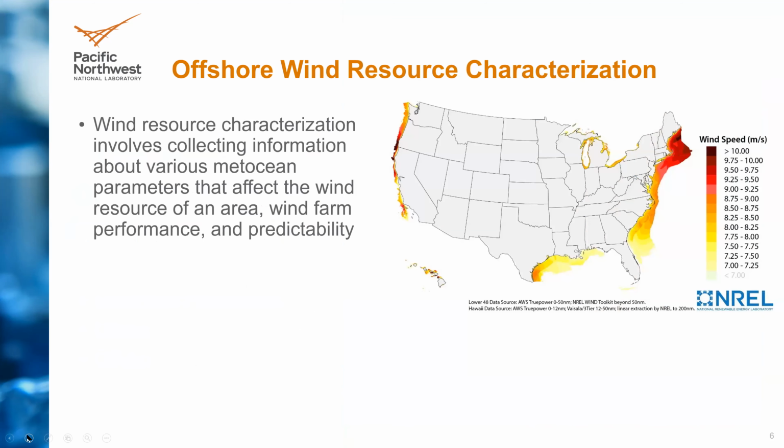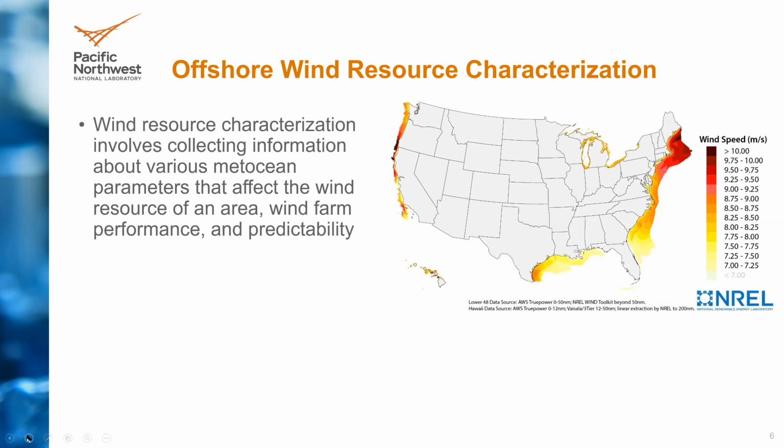So in general, it's good to get the definitions out of the way. One of the definitions of wind resource characterization is that it basically involves collecting information about various metocean parameters that affect the wind resource of a given region of interest, and which would also help in the wind farm performance and forecasting or predictability of a particular given region of interest. You can see a map here by NREL, which basically shows the wind resource for most of the seaboard across the US, and there are pockets of extremely high wind energy potential, for example, on the northeast coast and close to California, above the California Bight.